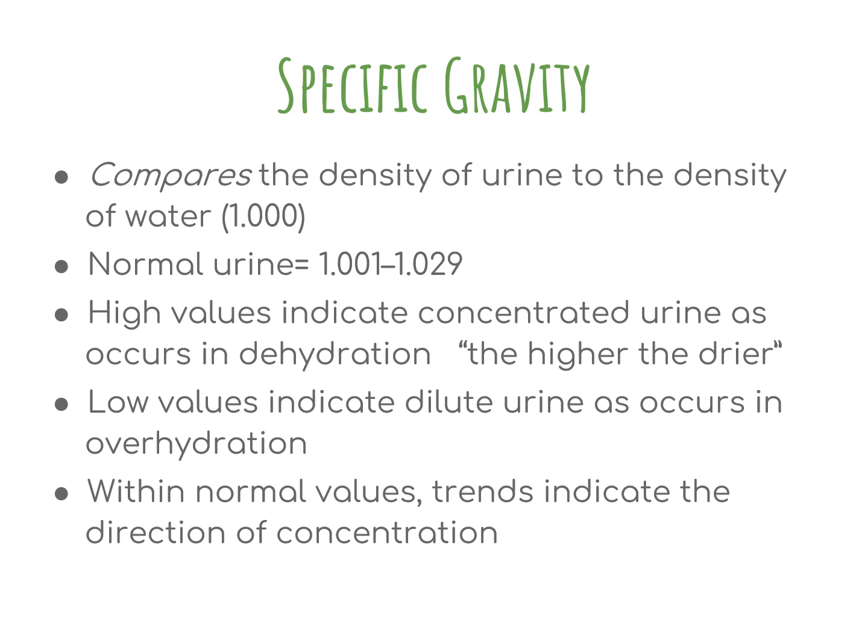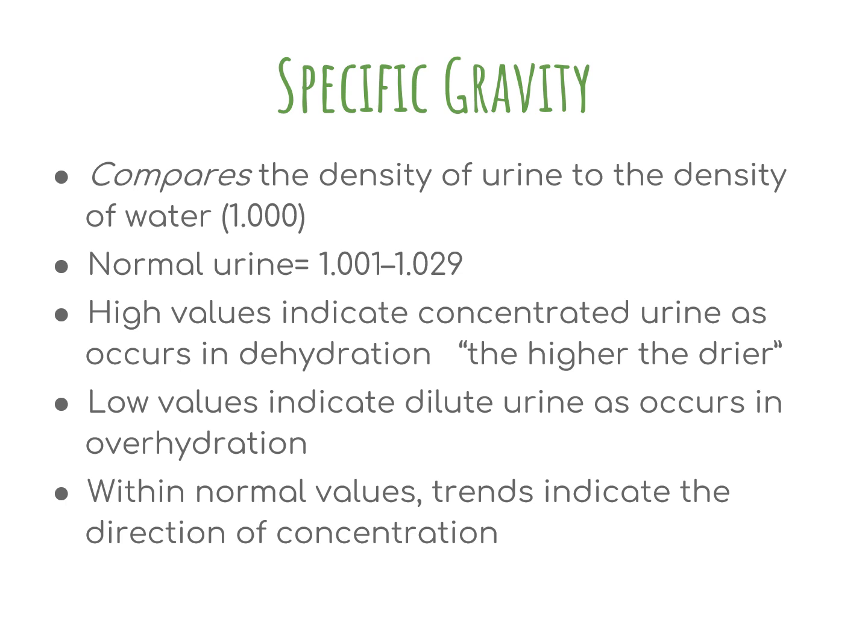So what is specific gravity? This compares the density of urine to the density of water. As mentioned, normal urine is about 1.001 to 1.029. That's the specific gravity lab result. High values indicate concentrated urine, as occurs in dehydration. The higher, the drier. So the higher the value for specific gravity, the drier. Low values indicate dilute urine, as occurs in overhydration.